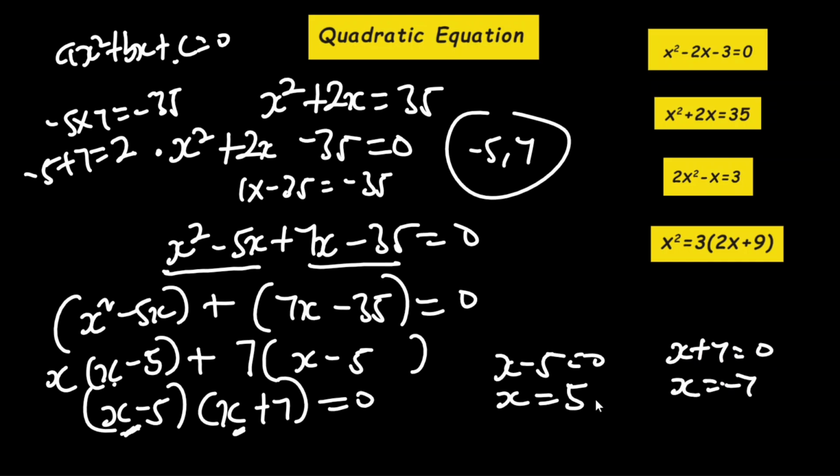So what this means is that if you put these two numbers to replace the x inside the equation, the answer must be equal to 0. So you can pause the video and then try and put the 5 and the -7 inside this equation, x squared plus 2x minus 35, to see whether we are going to get the 0 over here.